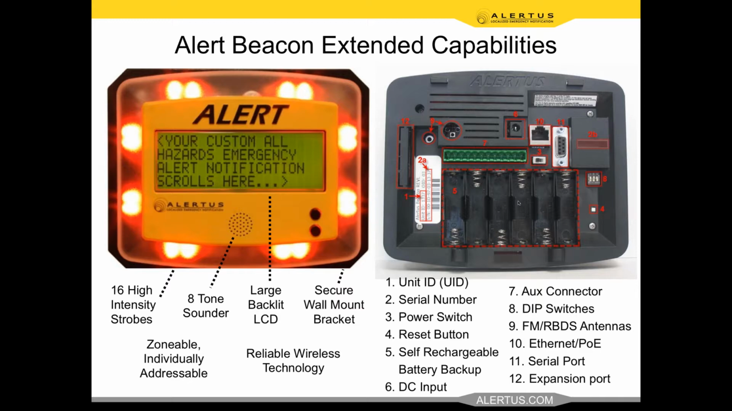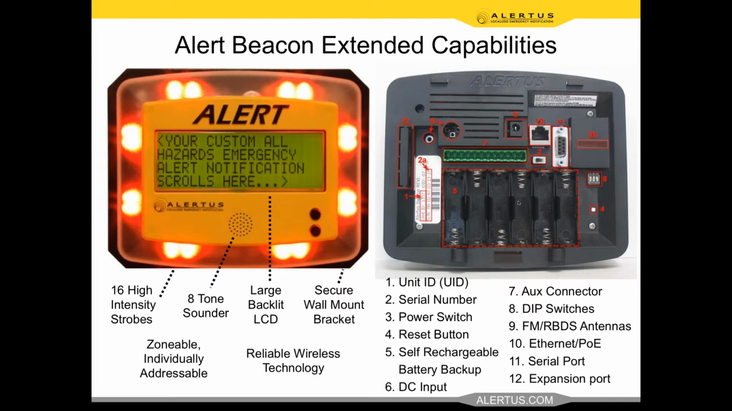So we've got the intensity strobes around it. Those come in both red and green. So you can do red for an emergency, green for an all clear. There's a sounder which has 8 tones. Those are customizable, and there are some settings related to those tones so that we can make them sound or change based upon the way we set things up. There's a large backlit LCD display, which displays the text of your emergency message.